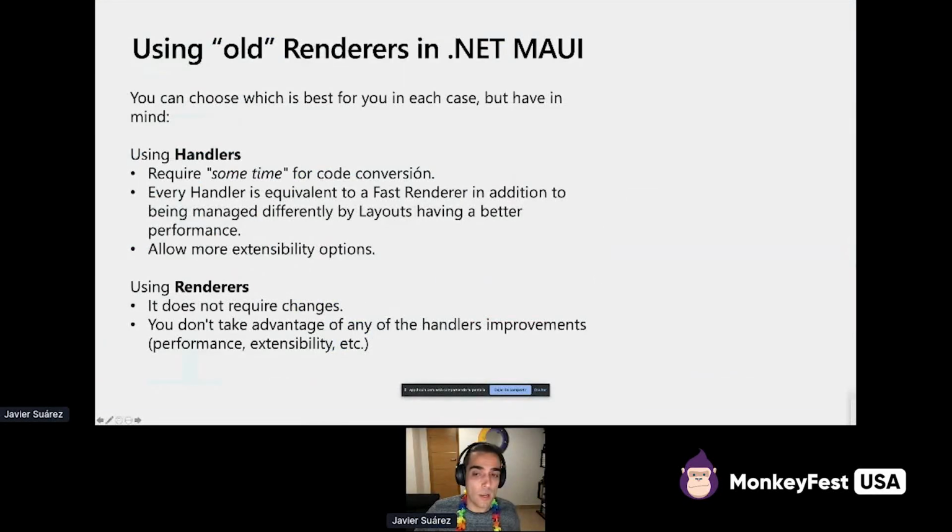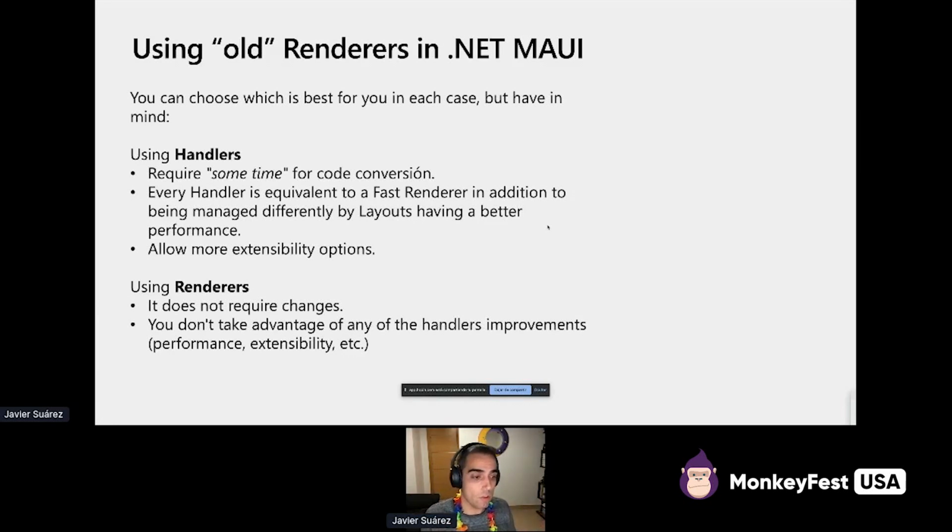So the quick answer to "will I be able to continue using my renderers without big changes in .NET MAUI?" is yes, you can. But you will need to choose between converting to handlers or still using your own renderers. This will differ between situations. Using handlers will of course require some time for code conversion, and every handler will be equivalent to a fast renderer. In addition, they will be managed in a different way by the layouts, and the performance will be better. Also, if you remember the samples that we did with the button, accessing the native button from the cross-platform layer allows much more extensibility.